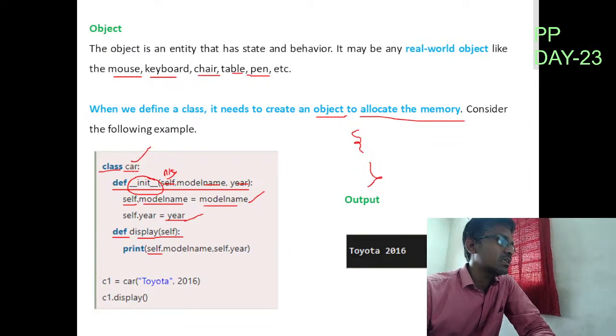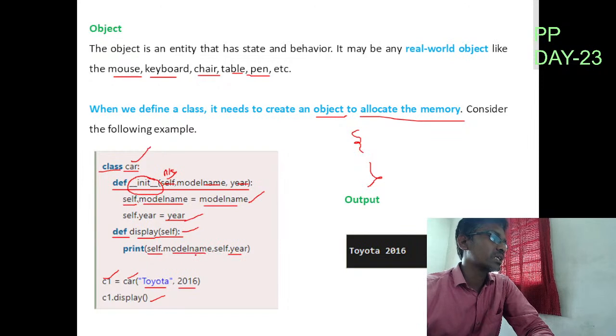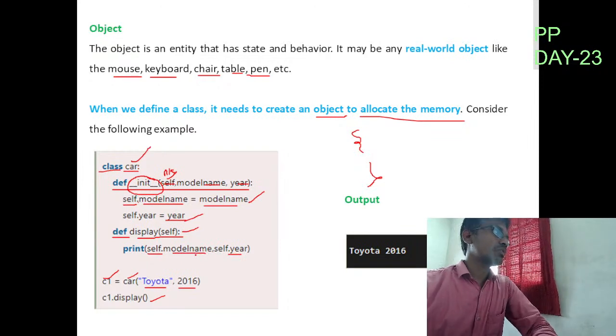And finally you have to create an object for the car. Here Car is a class name, so you create an object for that class. The object name is c1, and I'm passing two arguments: the model name is Toyota and the year is 2016. I access the display function in my class by using the object name c1 dot display. Then it will display the model name and year of the car. So that is about a class.